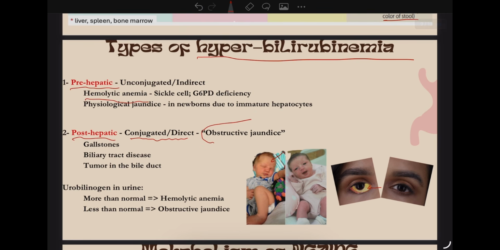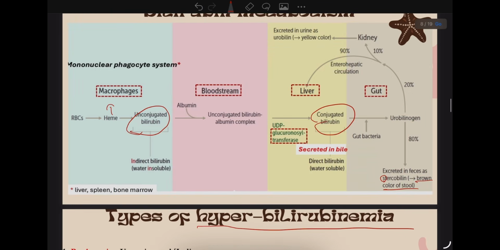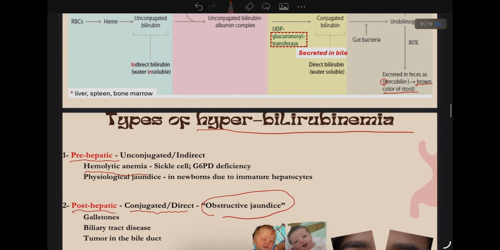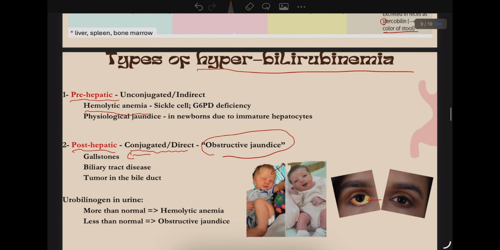We call it obstructive jaundice. Why? Since it's conjugated, it means that it had reached the liver. But the problem is after. There is a blockage here that forbids the conjugated bilirubin from leaving the body. Does that make sense? So it will be a problem post-hepatic, after the liver, such as gallstones. It means the bile isn't moving out because of gallstones, biliary tract disease, any problem with the excretion of bile.